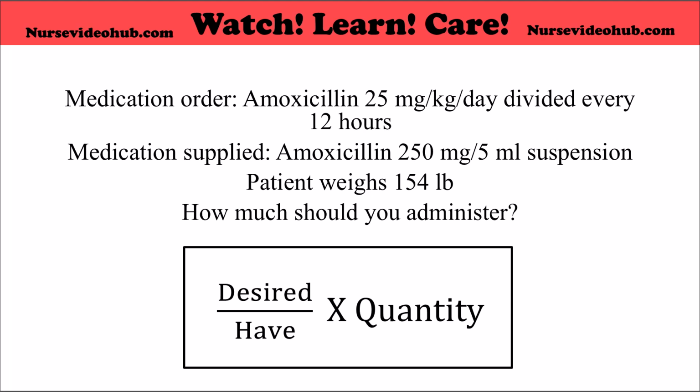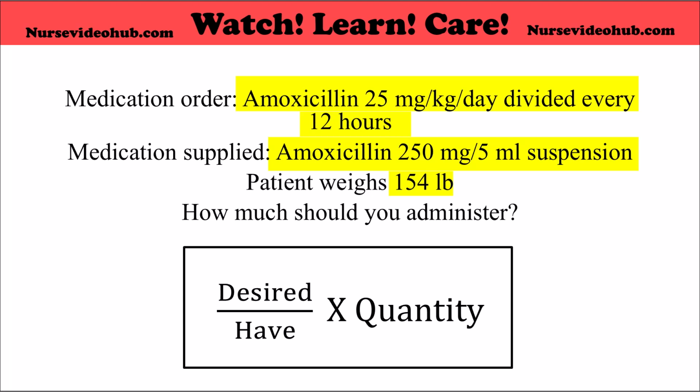Now let's calculate a weight-based order that requires a conversion. The medication order is amoxicillin, 25 milligrams per kilogram per day, divided every 12 hours. The medication supplied is amoxicillin, 250 milligrams for every 5 milliliters of the suspension. The patient's weight is 154 pounds. How much should you administer?